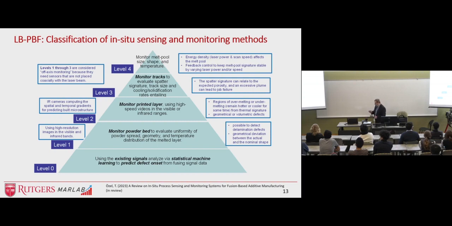The second level is essentially level 1. This looks like when you go to an airport, like level 0, level 1. But level 1 is monitoring the powder bed using high-resolution images, and then you can identify possible defects, possibly detect the delamination defects, and then look at the geometrical deviations between the actual and nominal shape, layer by layer. And there's none of that right now. So you don't know the geometry.